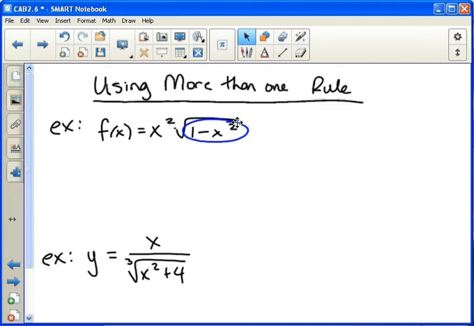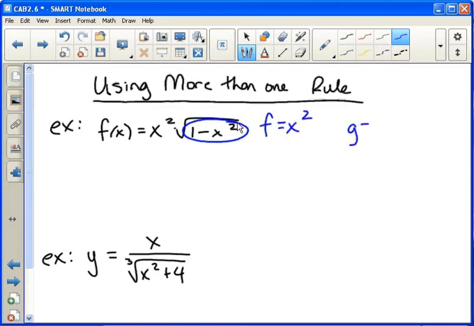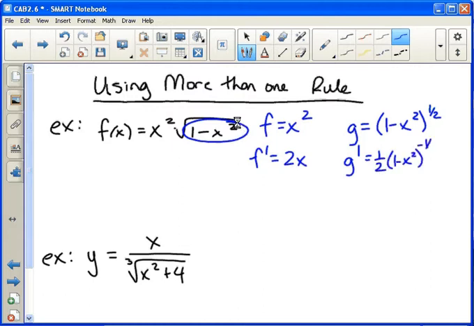So we're going to call f x squared, and g, I'm going to go and rewrite it as 1 minus x squared to the 1 half. F prime then is 2x, and g prime is going to require the chain rule. So I do the derivative of the outside times the derivative of the inside. I'm going to go ahead and simplify that. 1 half times negative 2x is negative x. 1 minus x squared to the negative 1 half.